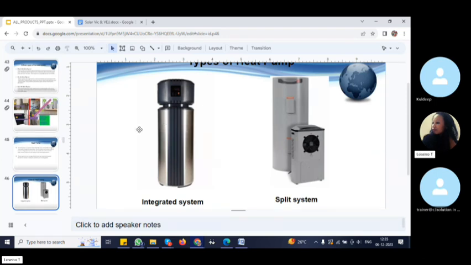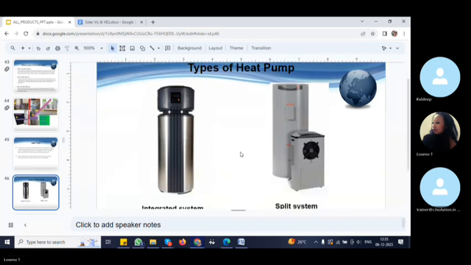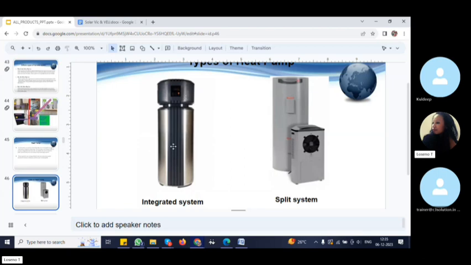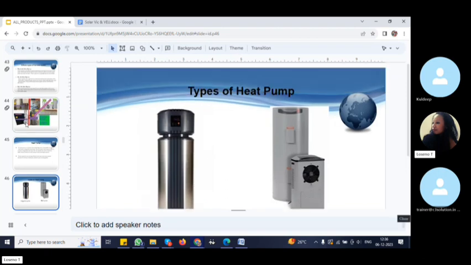Okay, there are two types of heat pump. One is the integrated system, or all-in-one, because the compressor and the tank are attached. And a split system, where the tank and the compressor come separately. All right, so this is for your information. You don't need to explain this to the customer. You just have to tell the customer that we are replacing your old hot water system with a new energy efficient heat pump or a new energy efficient hot water system.